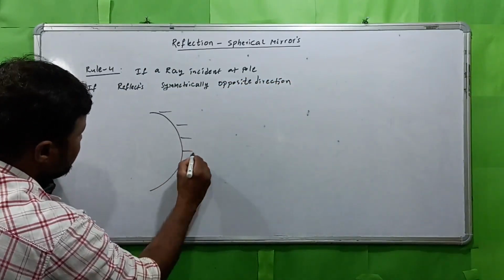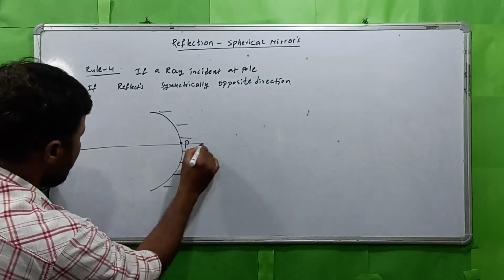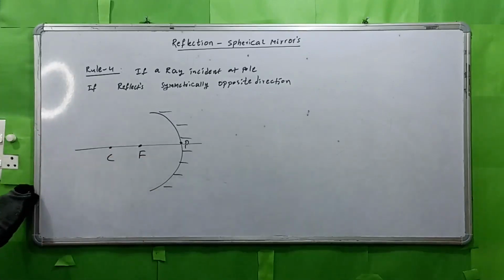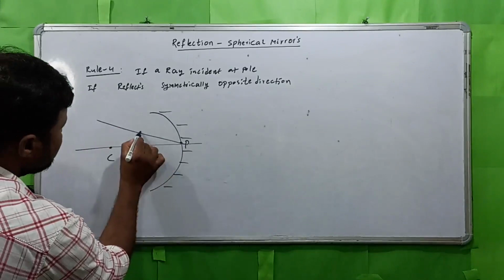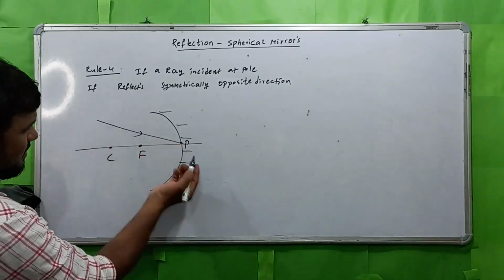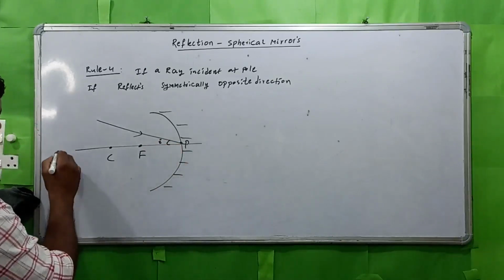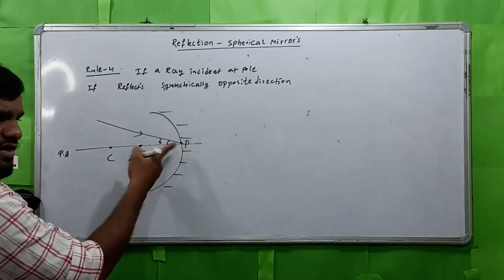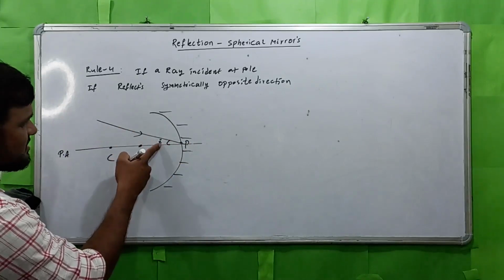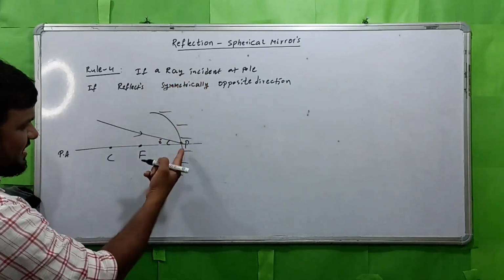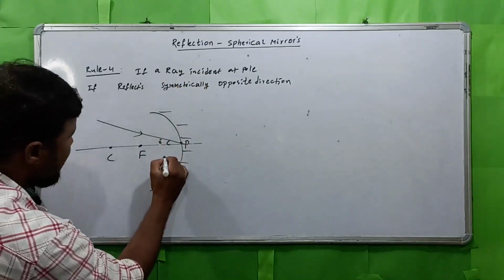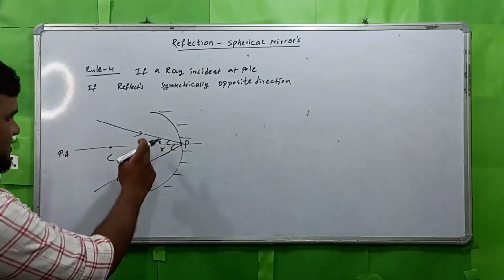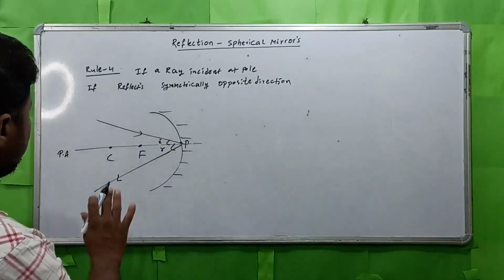Suppose I take a concave mirror, pole, focus, center of curvature. Any light ray incident at the pole, incident ray, we can observe the angle of incidence. Even the principal axis acts like a normal. Why? Because we can draw a tangent at 90 degrees, the principal axis is the normal, and the angle between the incident ray and the normal is the angle of incidence. According to this rule, the light ray is reflected in the symmetrically opposite direction, with the same angle. This way, angle of reflection and angle of incidence, law of reflection verified. So this is the rule.